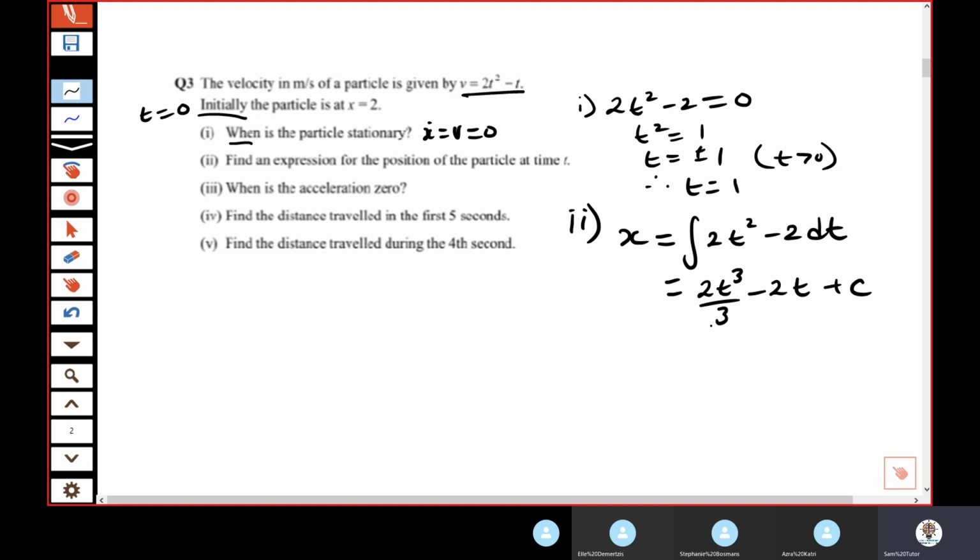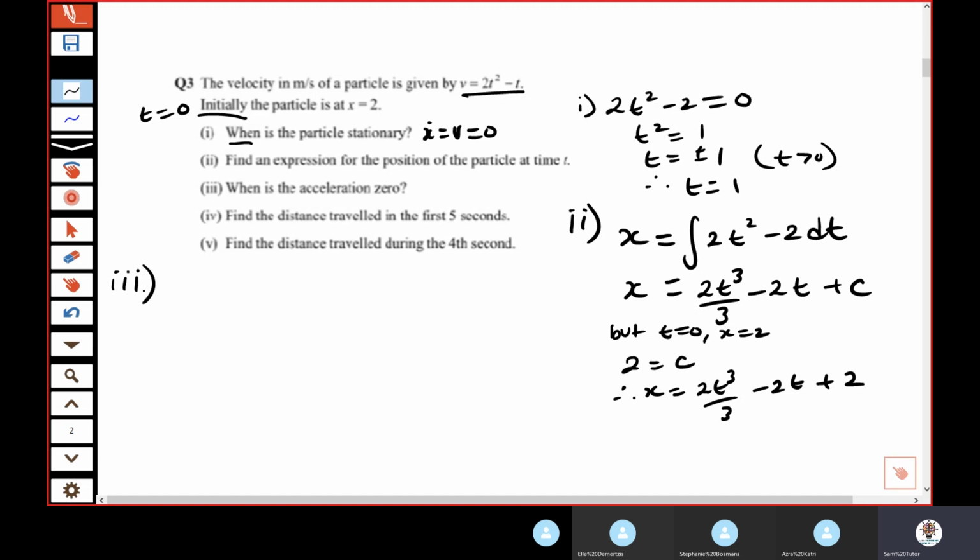The whole point of why they gave you this initially is so that you can find the plus c. When time is 0, x equals 2, so you get c equals 2. Therefore, the answer we're looking for is 2t cubed on 3 minus 2t plus 2. Good stuff.